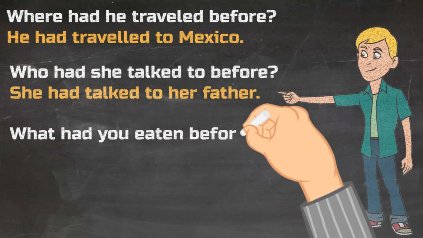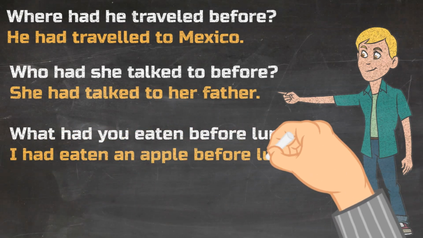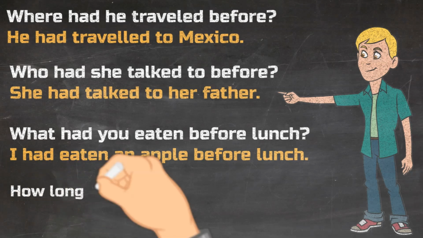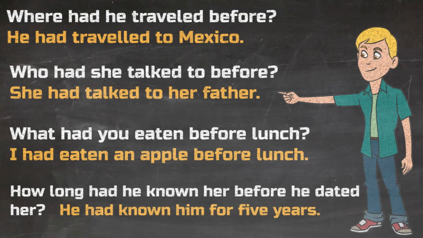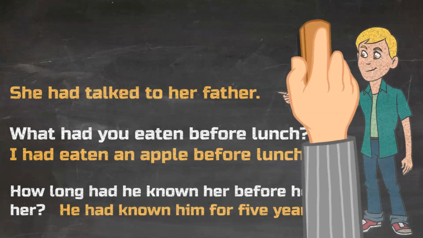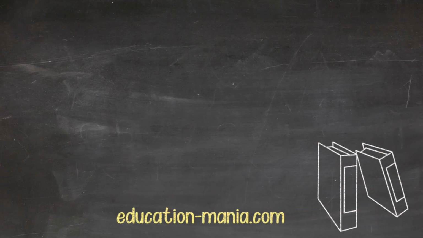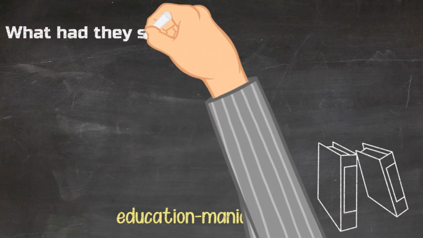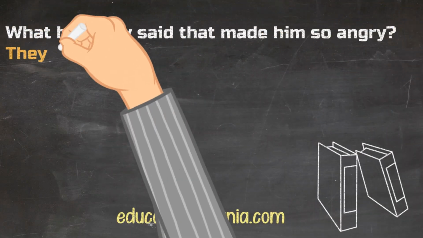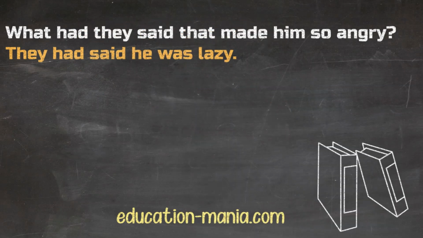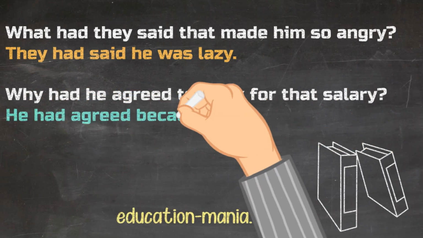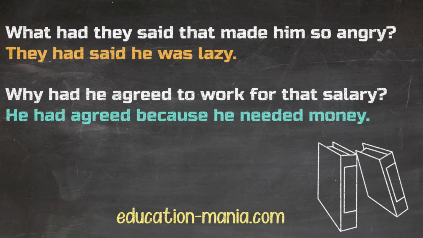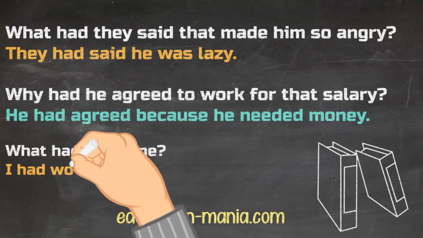What had you eaten before lunch? I had eaten an apple before lunch. How long had he known her before he dated her? He had known him for 5 years. What had they said that made him so angry? They had said he was lazy. Why had he agreed to work for that salary? He had agreed because he needed money. What had you done? I had worked in a supermarket.